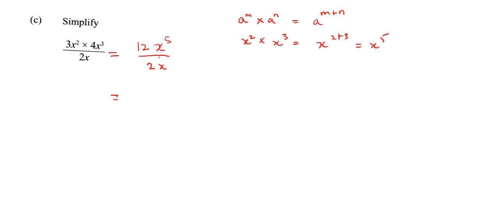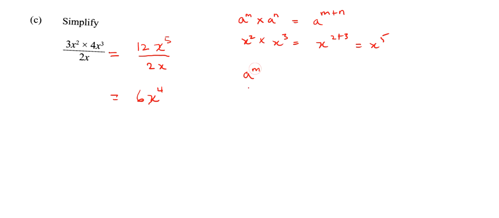And we can simplify this further. 2 can go into 12 6 times. And x to the 5th divided by x would give me x to the 4th. Alright, how did I get that? I applied the division rule for indices.